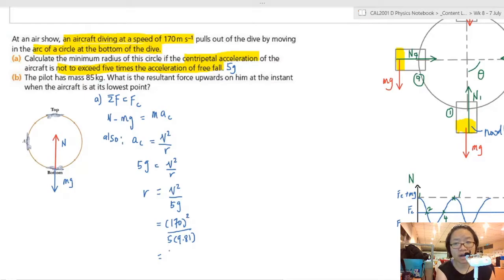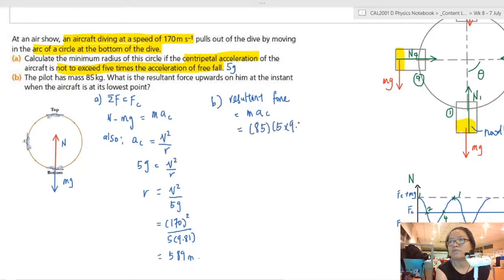mv squared over r can be used for any circles as long as the particle is traveling at constant speed. Not constant speed means you have to use calculus. Anyway, substituting all of this in, you will get that the radius has to be a pretty hefty 589 meters.